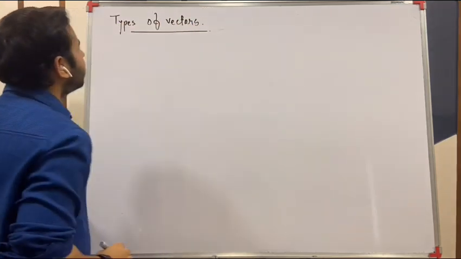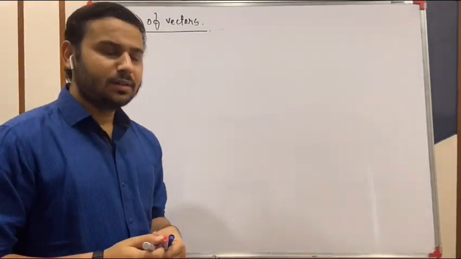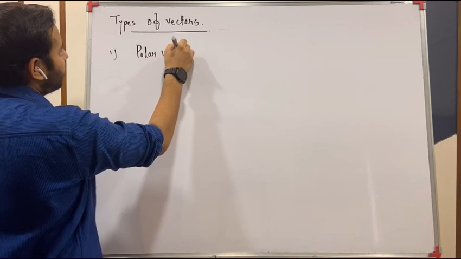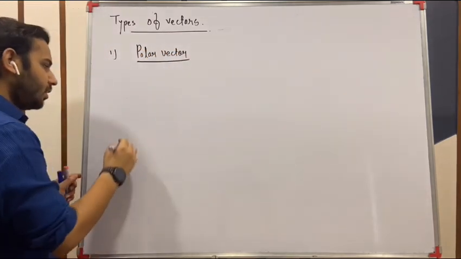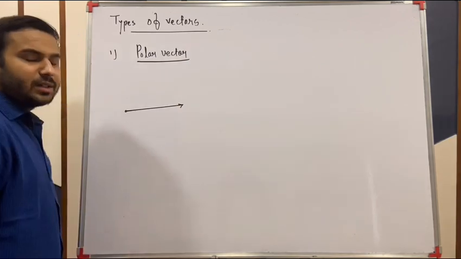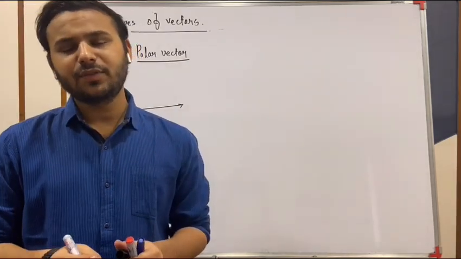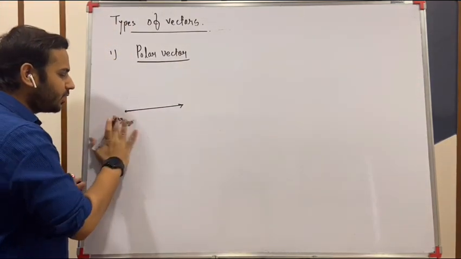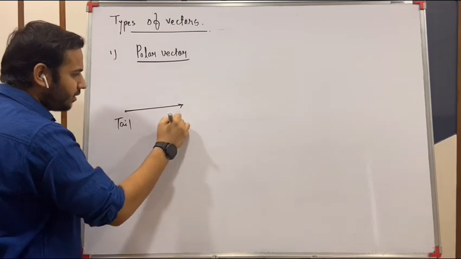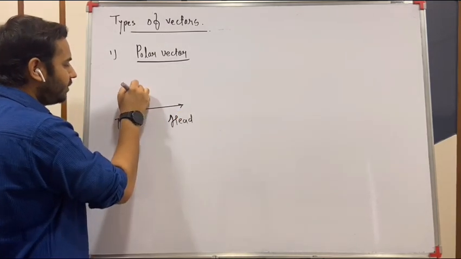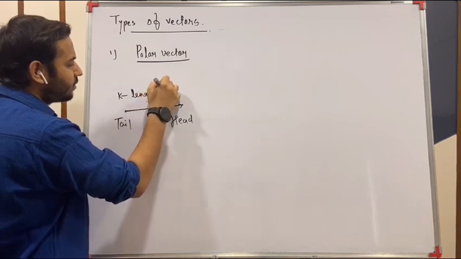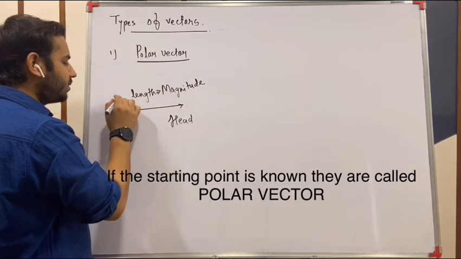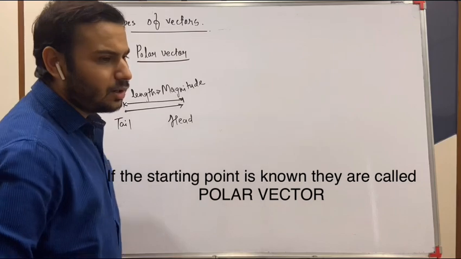In types of vectors, the first type is called polar vectors. Polar vector: the vector which starts from a point is called a polar vector. Again, this is called its tail, head, and length is equal to magnitude. This length is magnitude. So these are called polar vectors.